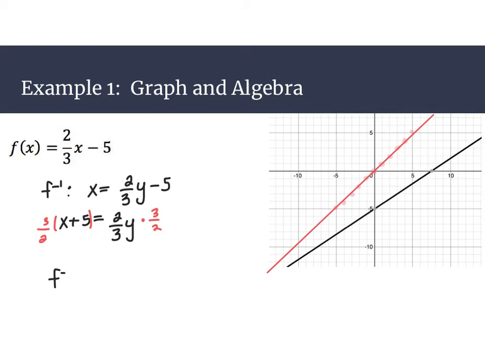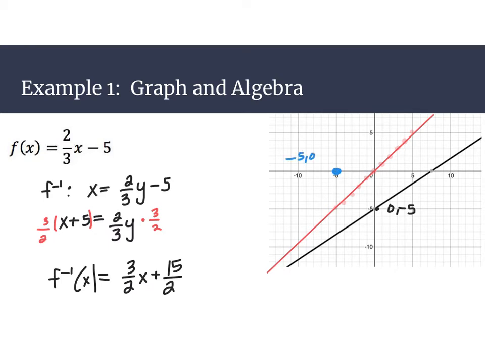So the inverse function is 3/2 x plus 15/2. Everything that was a point on my original function will be reflected and changed for the inverse. So this point is 0, -5. So in my inverse, that point would be -5, 0.